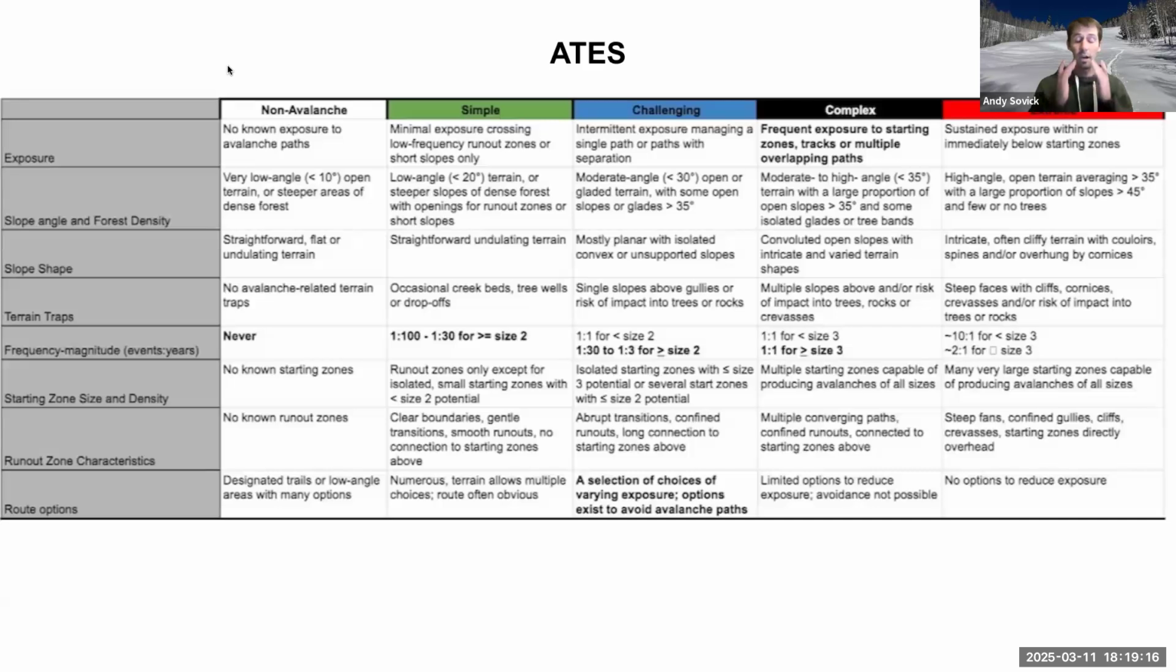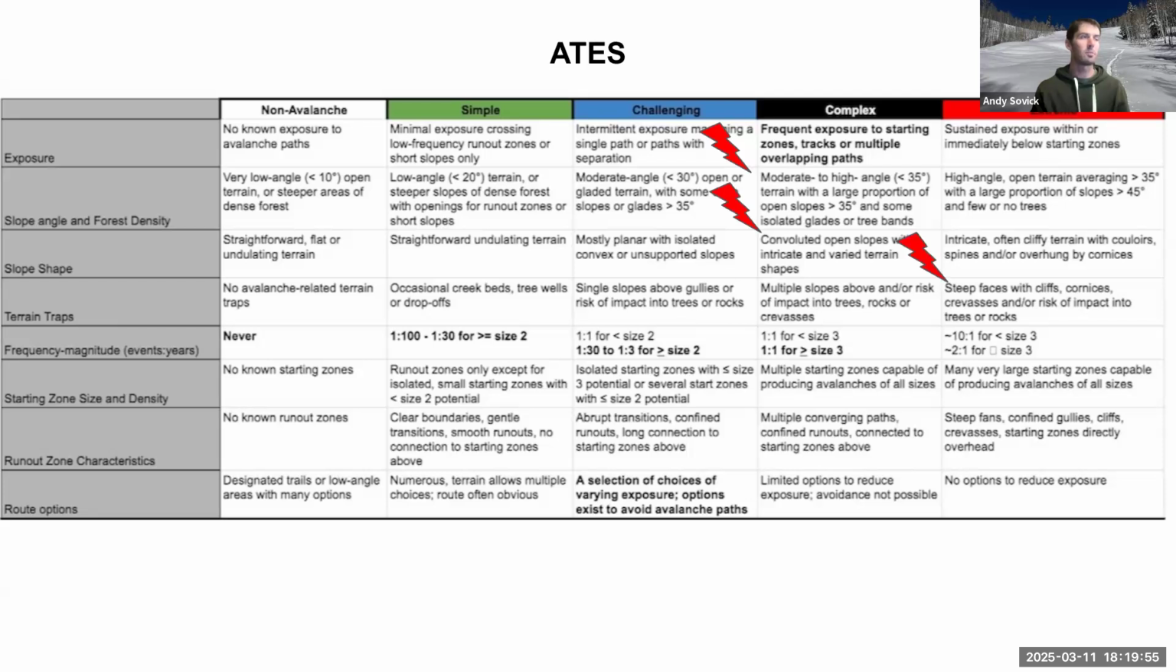So this is what the authors at Beacon Guidebooks and myself have used, and we look at every single slope and every single run in those books. By the way, every zone and every run is in Onyx digitally as well. So we look at this rubric, and looking at Snodgrass Mountain in the picture before, we see it's defined as intermittent exposure, managing a single path or paths with separation. That's a good way to describe Snodgrass. Moderate angle, less than 30 degrees, open or graded terrain, with some open slopes greater than 35 degrees. That's a very accurate description of Snodgrass.